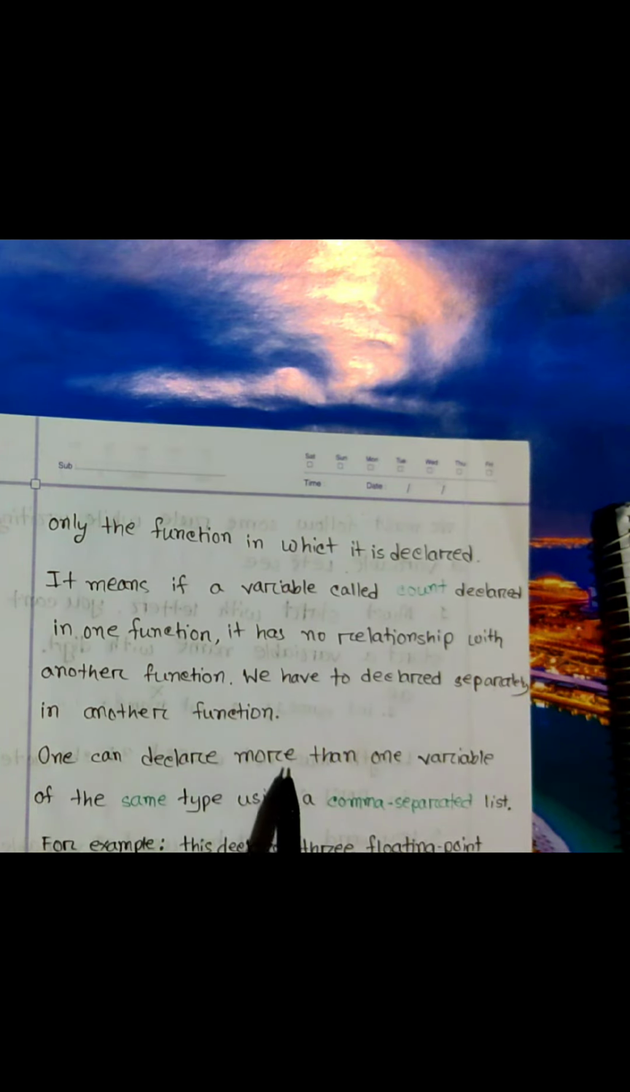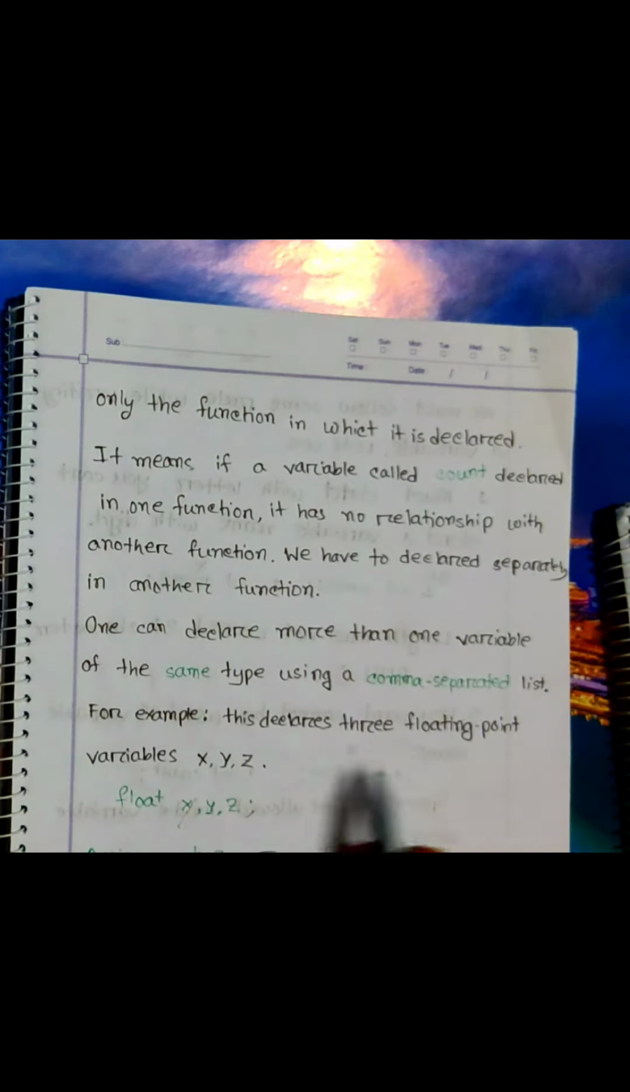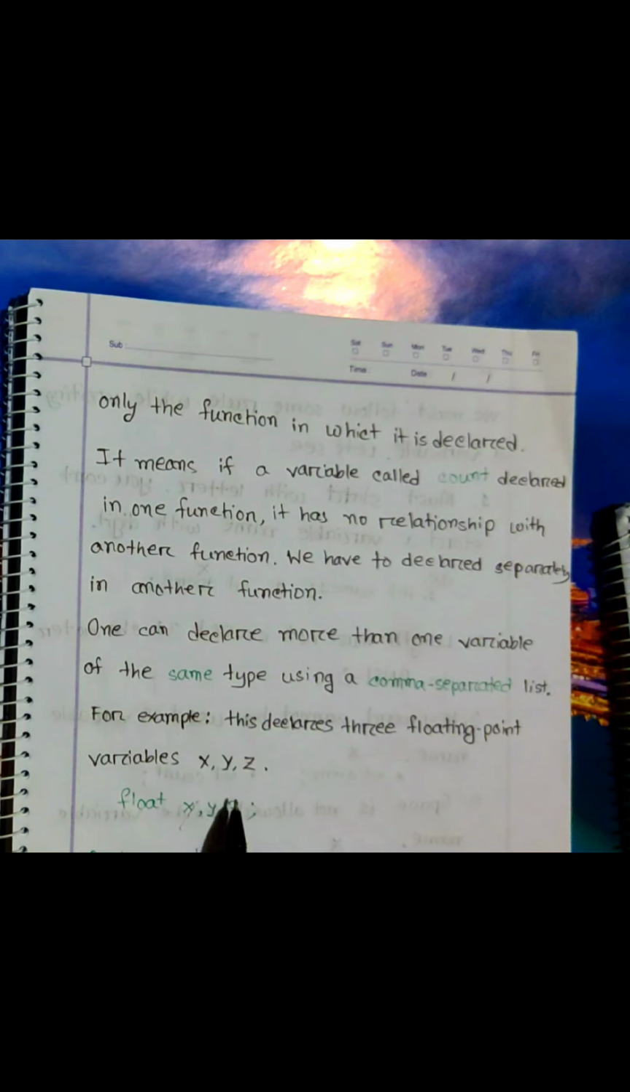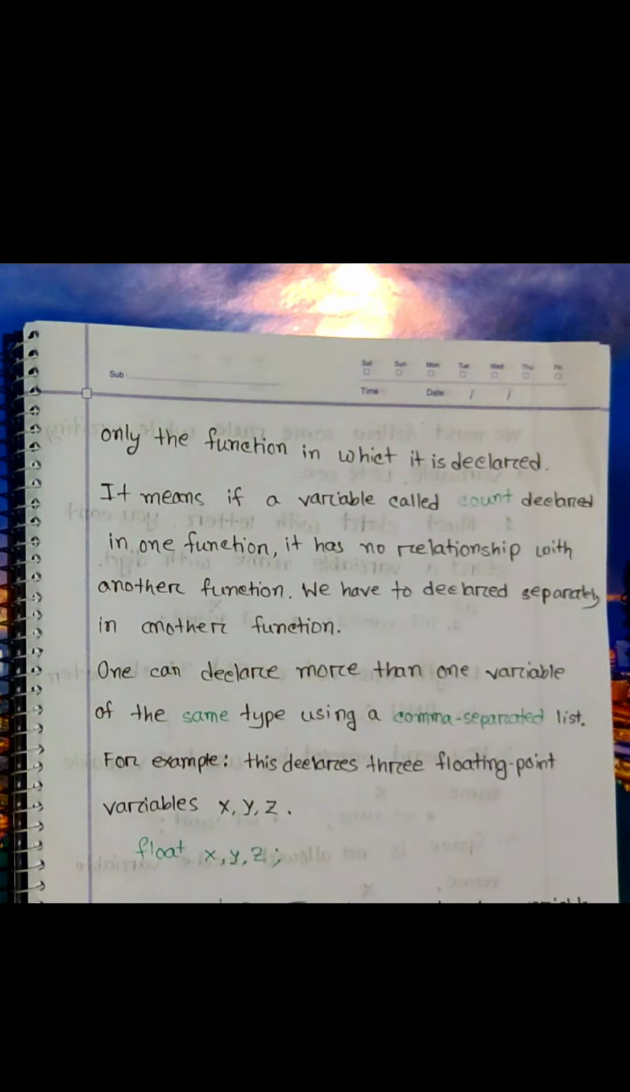One can declare more than one variable of the same type using a comma separated list. For example, this declares three floating point variables x, y, z: float x, y, z. However, let's see an example of global and local variables. Okay, let me write something.